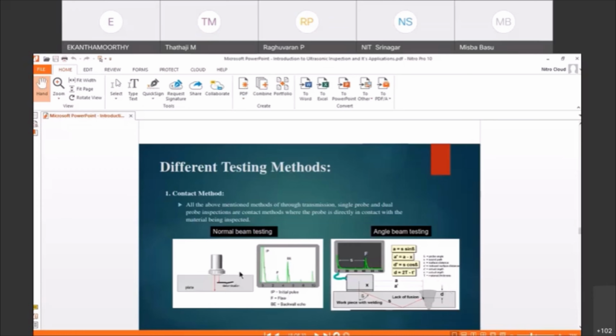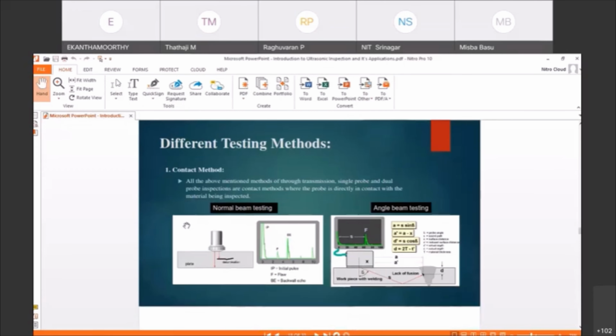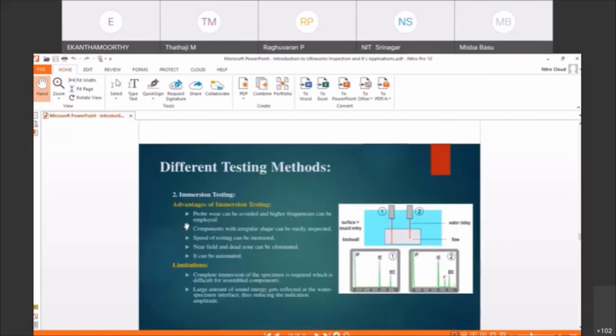Basically, in the contact method we contact the object directly, our specimen or weld or any particular job. Suppose in this case it is a plate, in this case a weld. We keep our probe in direct contact with the material. It's called the contact method. If you see the second one, immersion. But why do we have to go for immersion? Sometimes we have objects with irregular surfaces. In UT, surface profile is also very important. If it is uneven, we cannot make proper contact, so you will lose the signal. That is the main advantage of immersion.